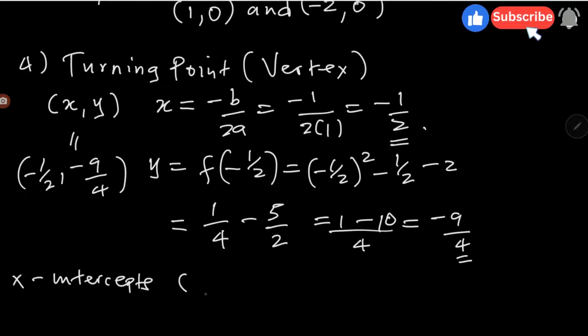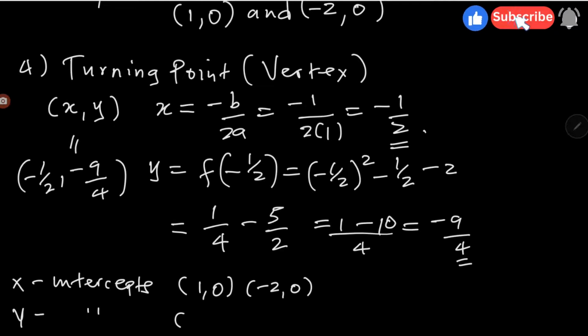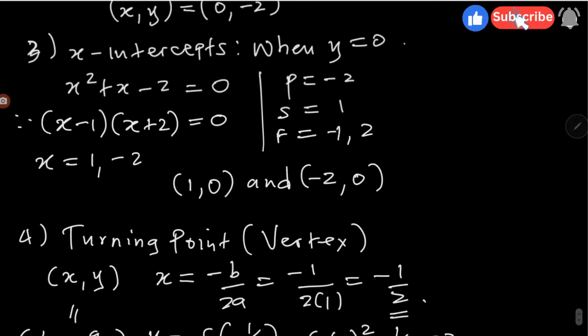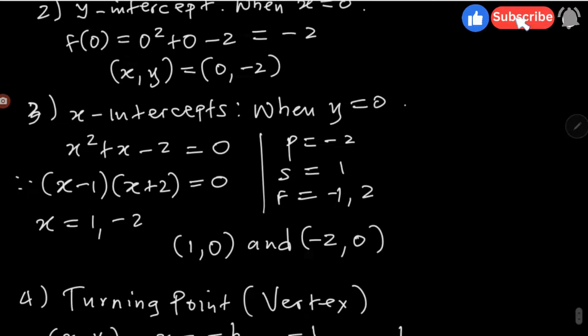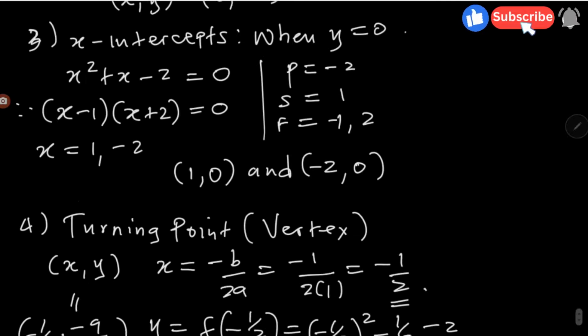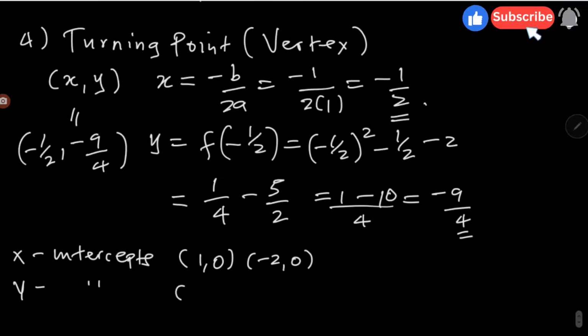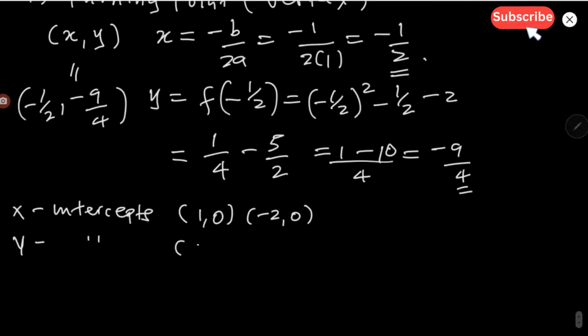X-intercepts, we have 1, 0 and minus 2, 0. And then the y-intercept, we have 0, negative 2. We have 0, negative 2. And our graph is going to open upwards.